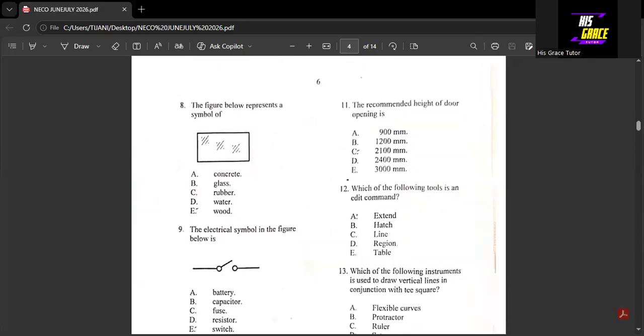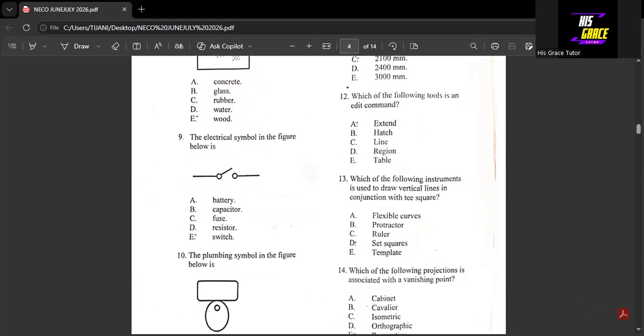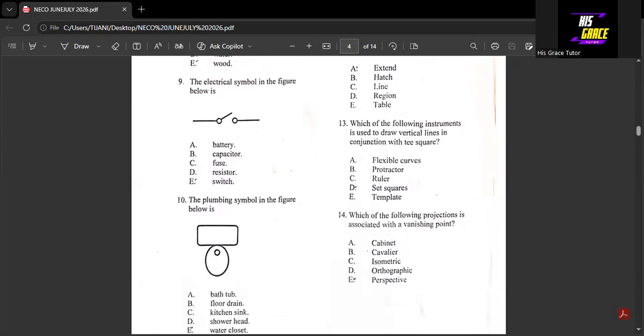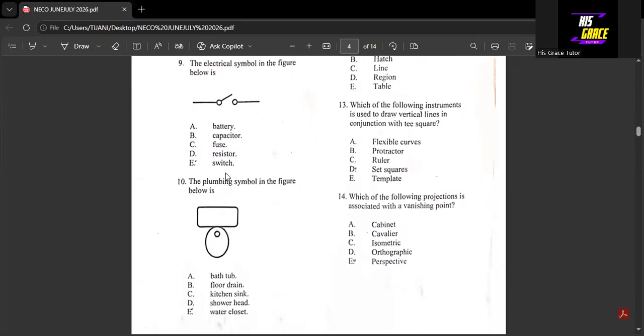Then moving on to question eight, which says that the figure below represents a symbol of glass. So that is option B is the answer to question eight. Then moving on to question nine, we have that the electrical symbol in the figure below is a switch. So option E gives us the answer to question nine. Then question 10 says that the plumbing symbol in the figure below is a water closet. So option E is the answer to question 10.